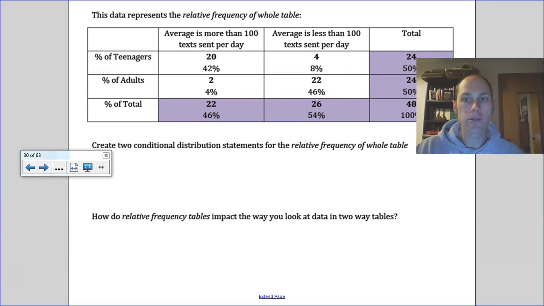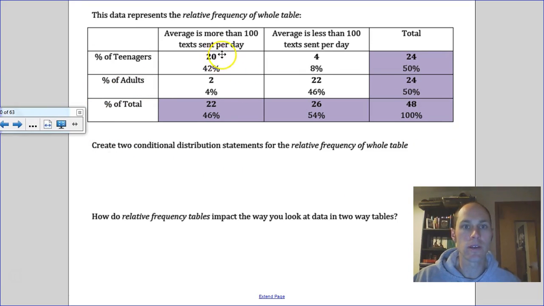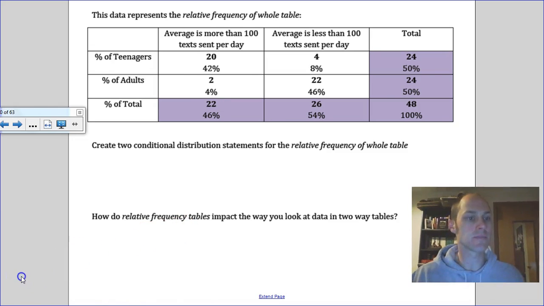Now let's take the relative frequency of the whole table, and now we're just creating percentages of the whole. So teenagers who send more than 100, what percent is that out of the total? Same with teenagers who send less than 100 out of the total. Each of these are taken out of the total. So write two conditional statements for those and answer this question: how do relative frequency tables impact the way you look at data in two-way tables? So pause the video now and restart it when you're ready to see my answers.